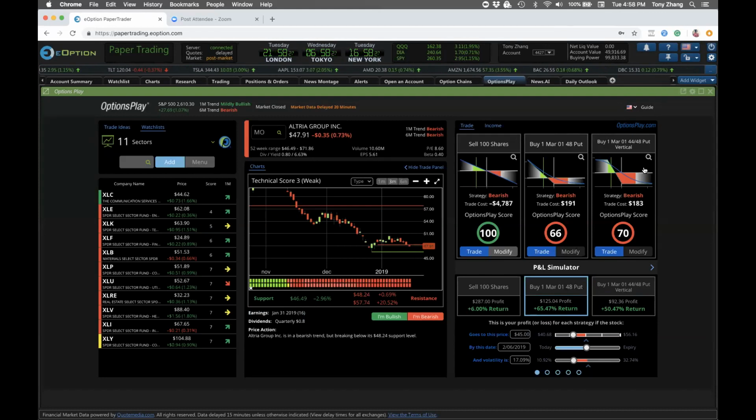This really comes down to the fact that these options are actually quite expensive. That's why you have a low options play score. So 66, 70, these are red options play scores telling you that these options are fairly expensive. Because they're so expensive, you're just not going to make as much of a return, and when you're wrong, you're going to lose a relatively larger amount of capital. So this is an example of a stock that perhaps may not be as attractive to play earnings on.